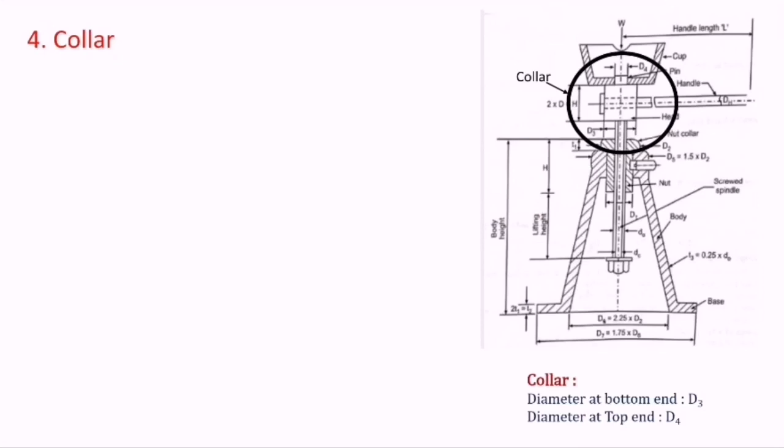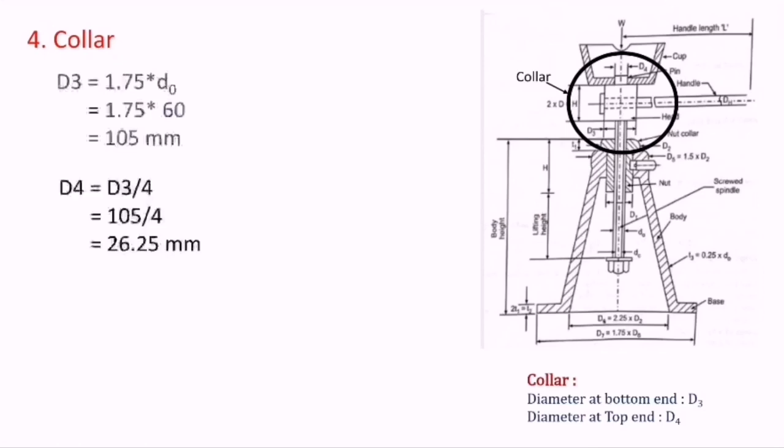For this we need the dimensions of d3 and d4, which we can directly find out by empirical relations. Given by d3 is equal to 1.75 d0, on solving which I will get 105 mm, and d4 is d3 divided by 4. On substituting, I will get the value of d4 as 26.25 mm.